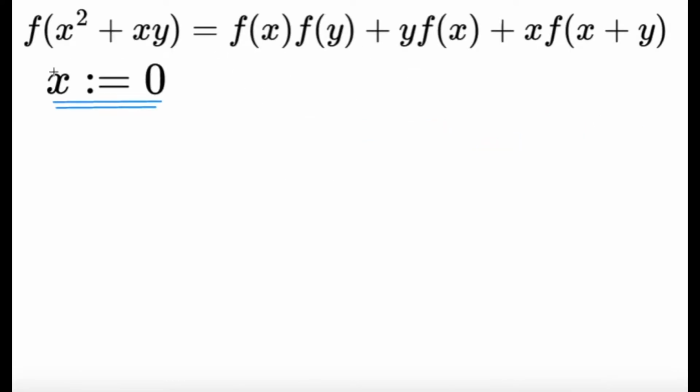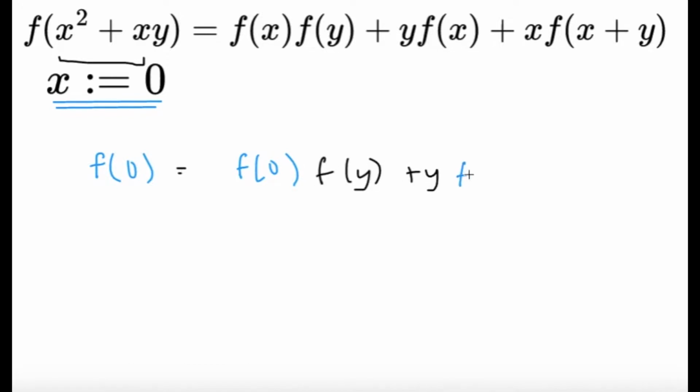Now, if I define x to be 0, I'll have the following. The first term, f of x squared plus xy, just becomes f of 0. Next, equals f of 0 times f of y plus y f of 0, plus the last term, since there's an x here, it's just going to be 0.